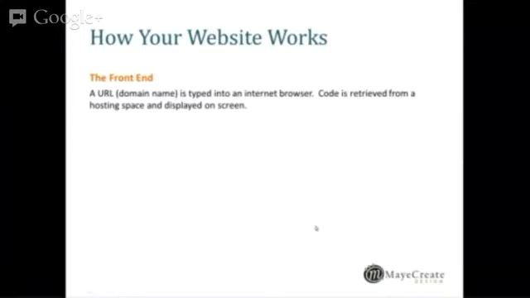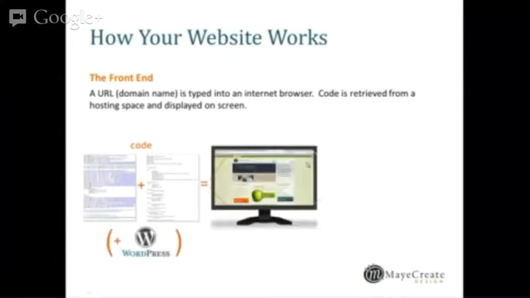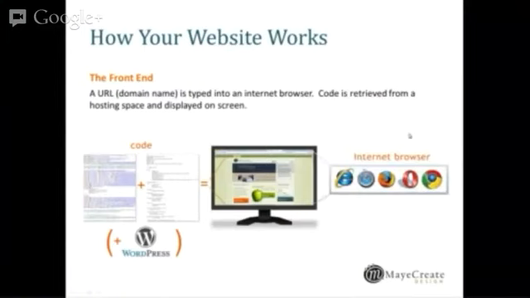is displayed through an internet browser. So basically the code from your website, the things that we put together for you, are retrieved from your hosting space and displayed on a screen using your browser. So that's what's happening on the front end. There are all these functions telling your website how to look and how to act, and when you add information to it, it goes through this code and it pops out on a browser.